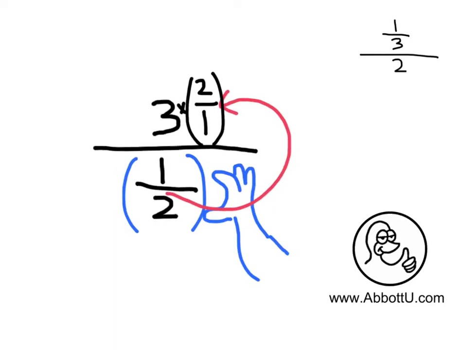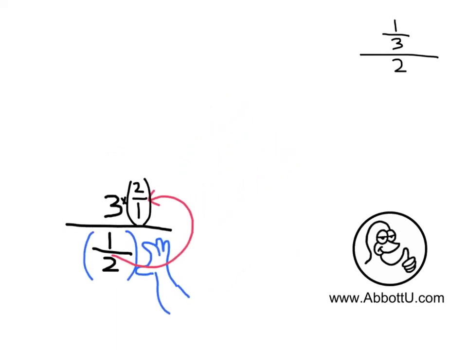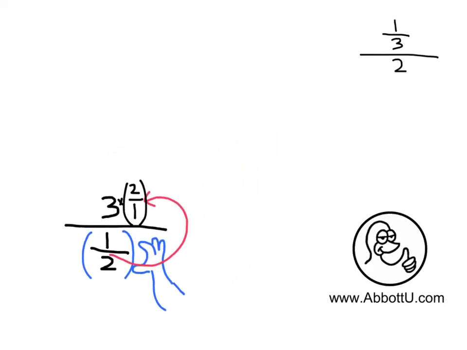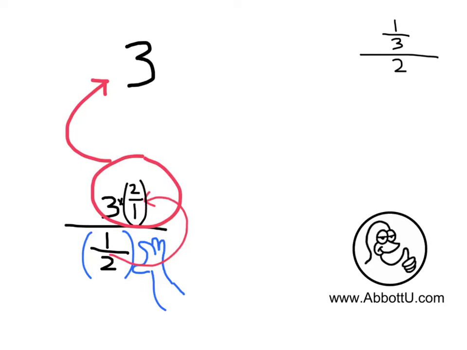To give ourselves a little bit of breathing room, I'm going to rewrite this situation right up here. So what we're dealing with is a 3 times a 2 over 1.